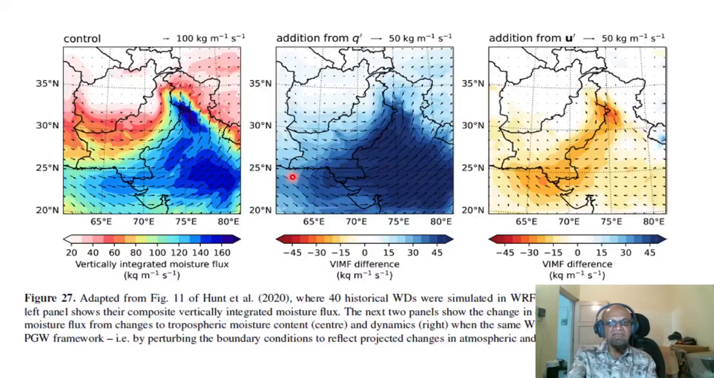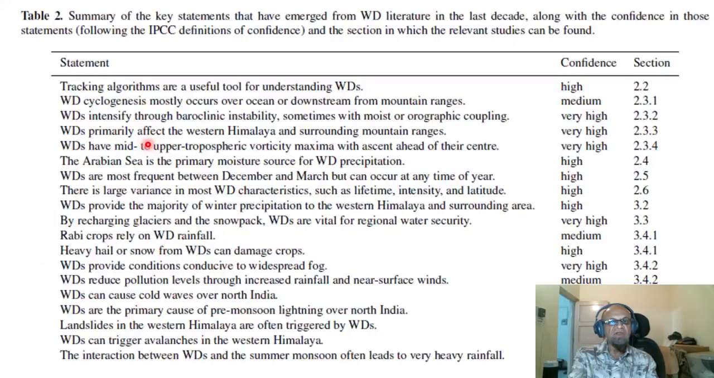Basically, you are downscaling. You're taking global models. WRF is a regional model, so you will be giving boundary conditions and trying to see what the WDs will do. Basically, looking in summary is the best summary of the key statements that have emerged from WD literature in the last decade, along with the confidence in those statements.